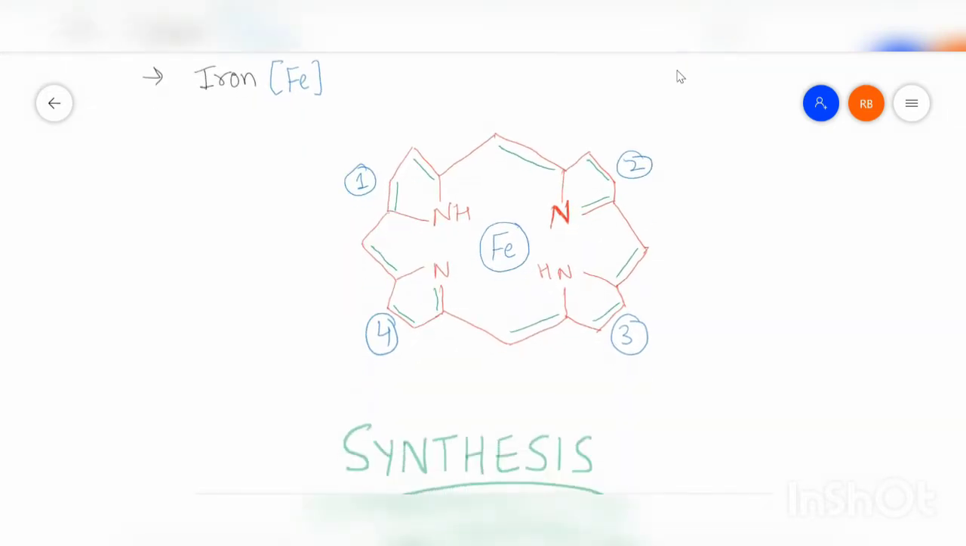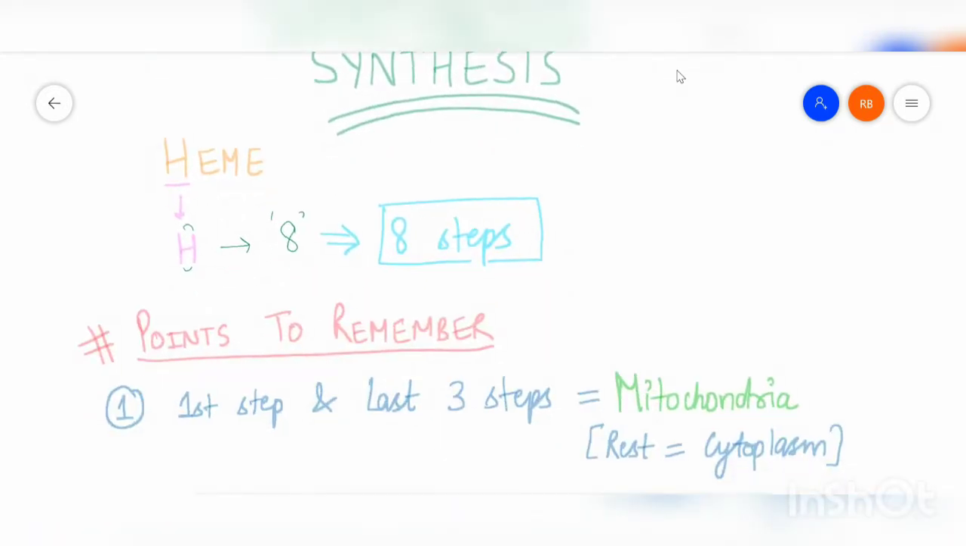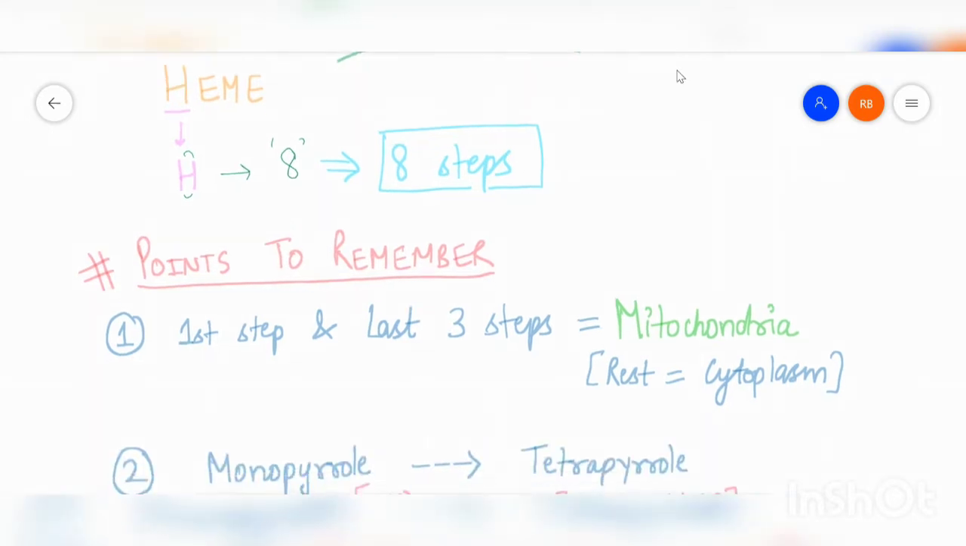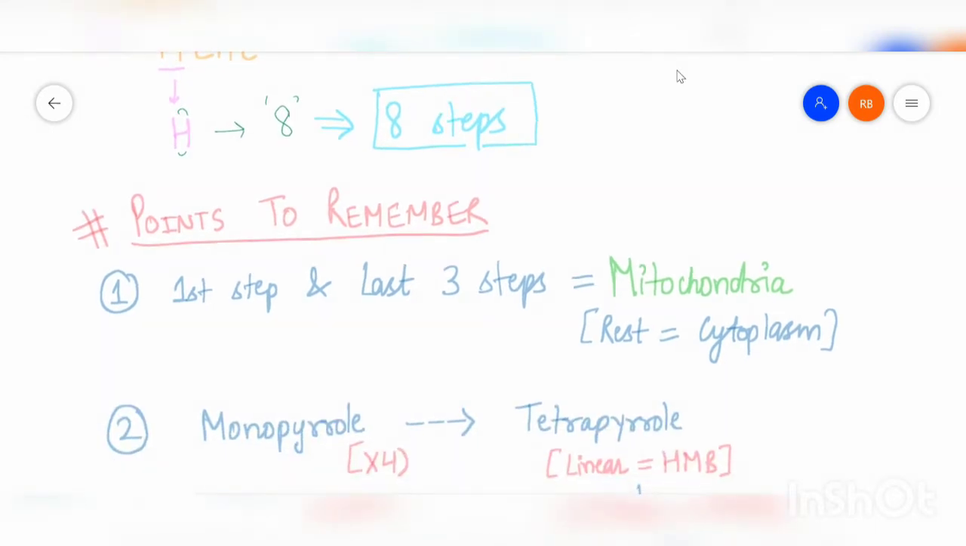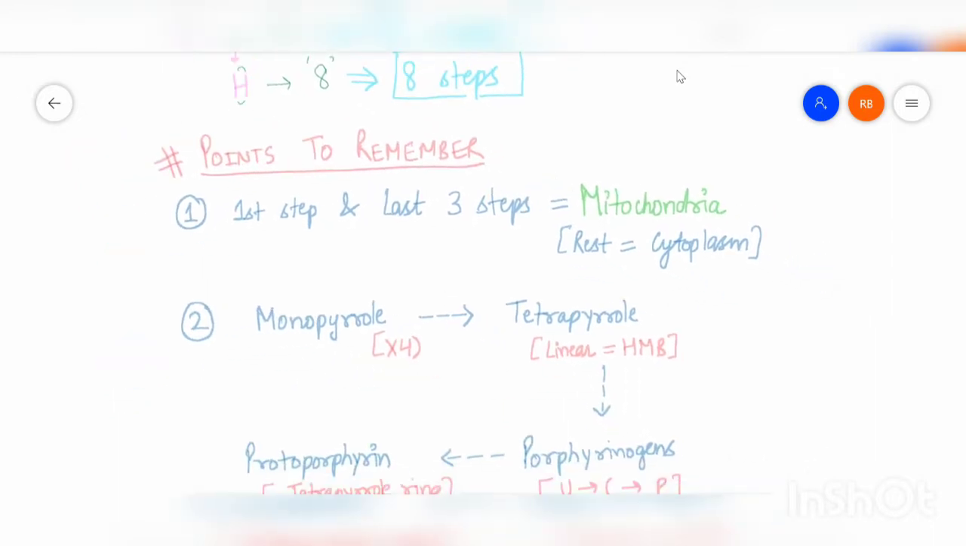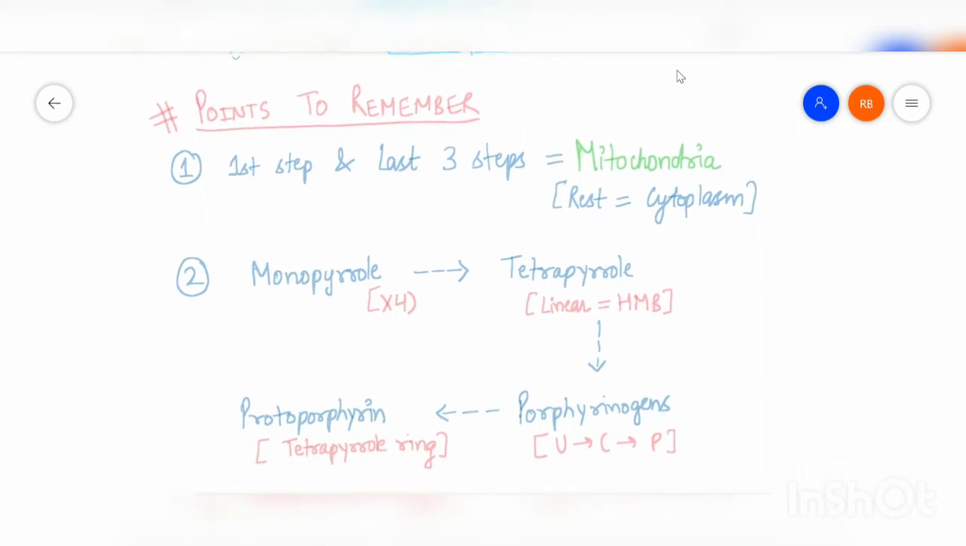Okay, coming on to the synthesis part, there are 8 steps of heme synthesis. Here come the points to remember before starting the main synthesis pathway. There are a total of 8 steps, among them the first step and last 3 steps occur in mitochondria and the rest occur in cytoplasm.